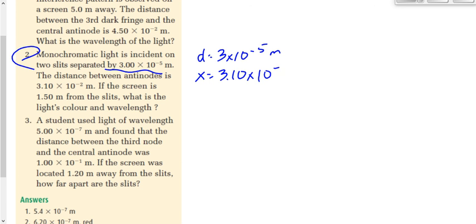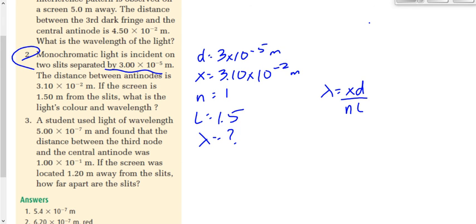Now, Ollie, it says between antinodes, I said that should be adjacent antinodes. So n is going to be equal to 1. Whether we're talking about the 3rd and 4th antinode or the 14th and 15th antinode, the difference between those two is going to be equal to 1. L is 1.5. So we're going to say lambda is equal to xd over n times L. Let's check our condition. Is L greater than 10 times x?